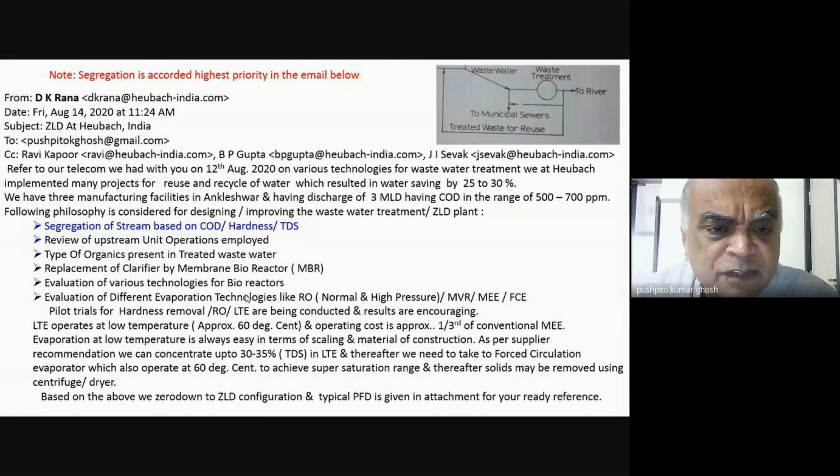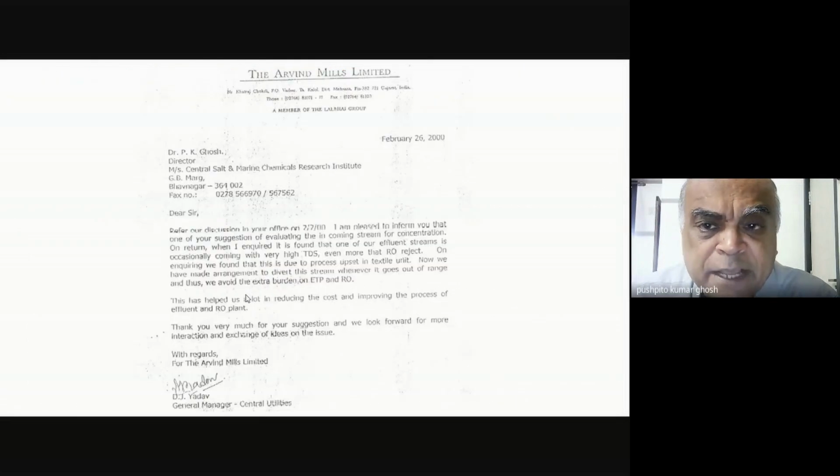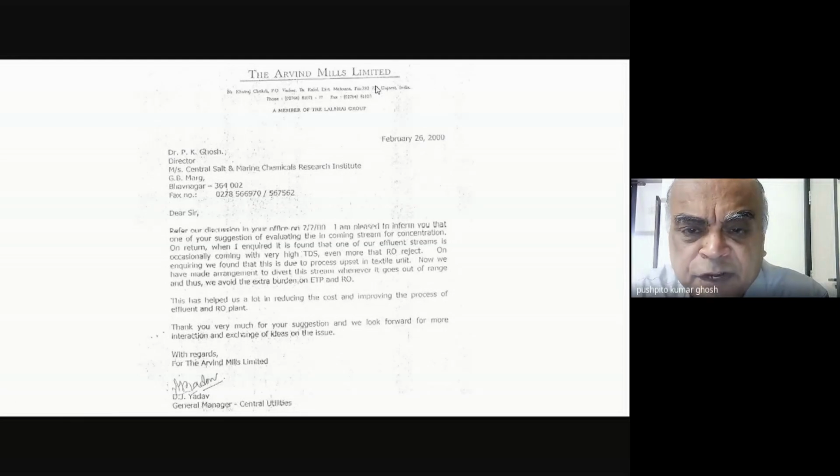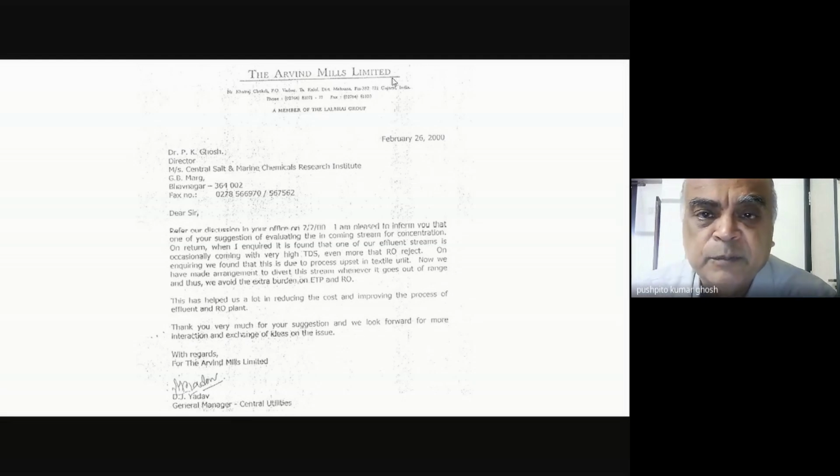So again, you can see it's important. Let me take you through another example. It's long back, 21 years back. This company, I think, is probably the biggest in manufacturing denim, all the jeans and everything that you wear. The denim is probably coming from Arvind Mills, and I think they were the biggest in the world.